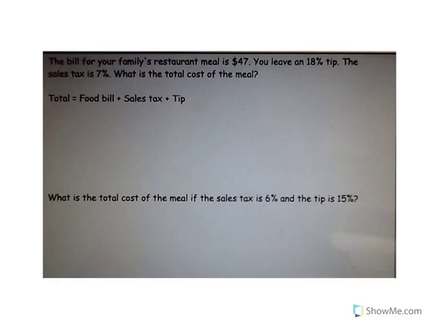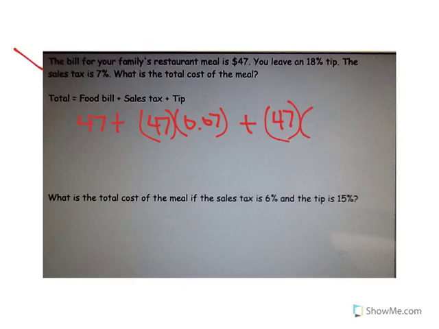So here, similar sort of idea. The bill for your family's restaurant is $47. You leave an 18% tip. The sales tax is 7%. Okay, so one way of doing that is figuring out the food bill. The food bill is $47 plus the sales tax, so it's going to be 47 times 0.07, the decimal equivalent of the 7% sales tax, plus 47 times 0.18, because that's the tip.